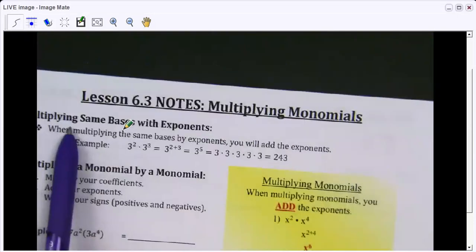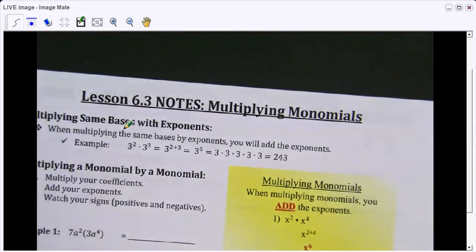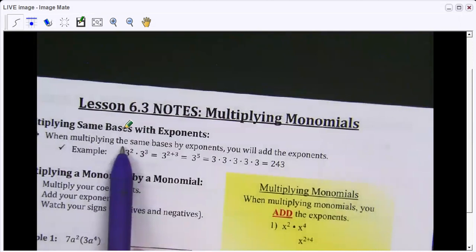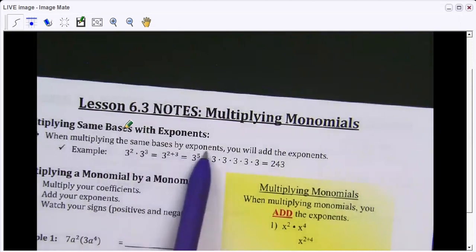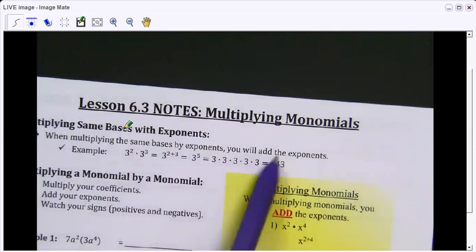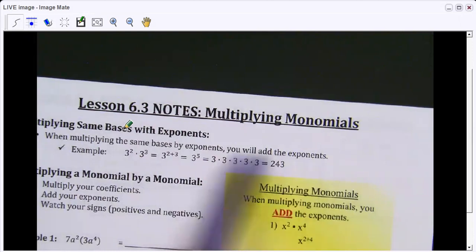So we've done adding and subtracting, and when you add and subtract, you can only add or subtract coefficients that have the same variable raised to the same exponent. Multiplying, though, is different, okay? When you multiply the same bases with exponents, you will add the exponents. So now we're adding the exponents together.